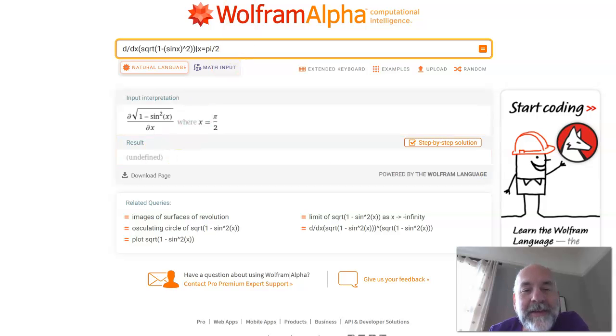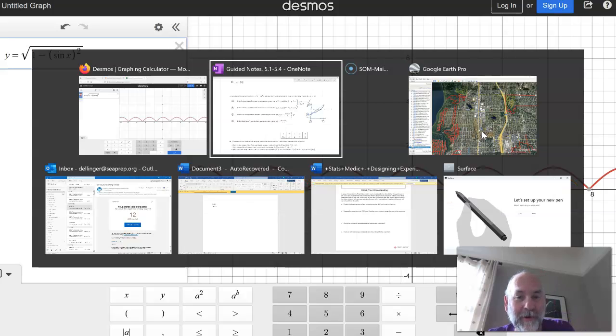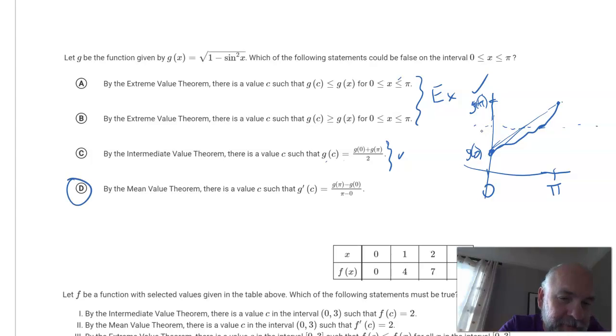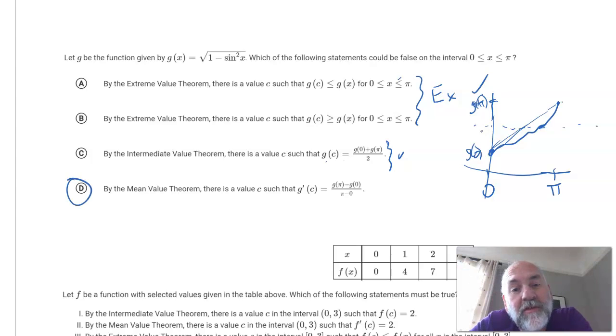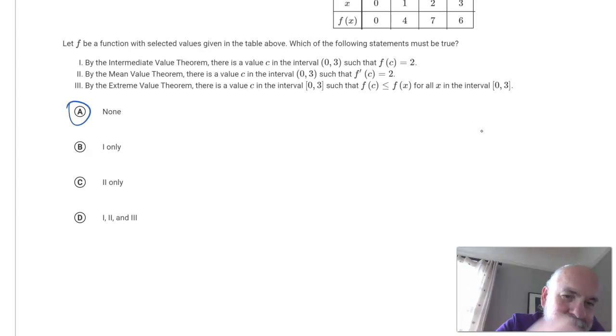And then I graphed it on Desmos to see, and you can see what pi over 2 looks like. It's undefined there. So therefore, that's the answer. That's the one that's false, because you can't use the mean value theorem there because it's not differentiable over the entire interval.